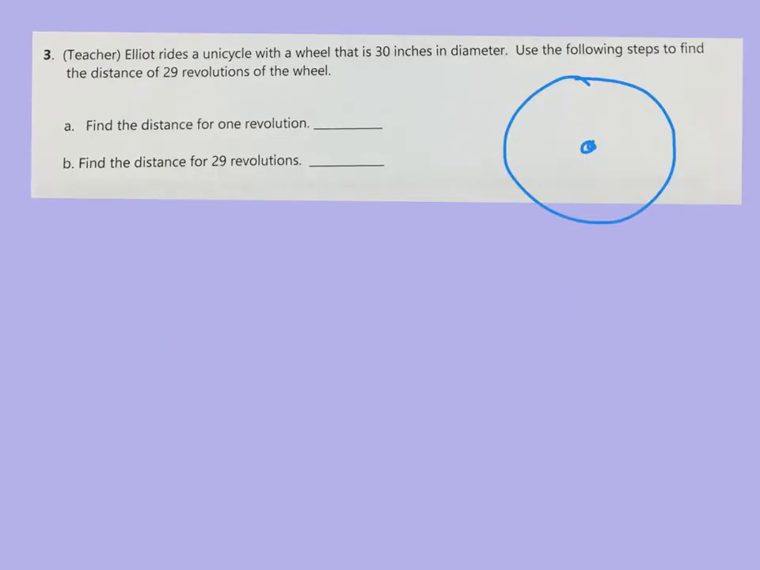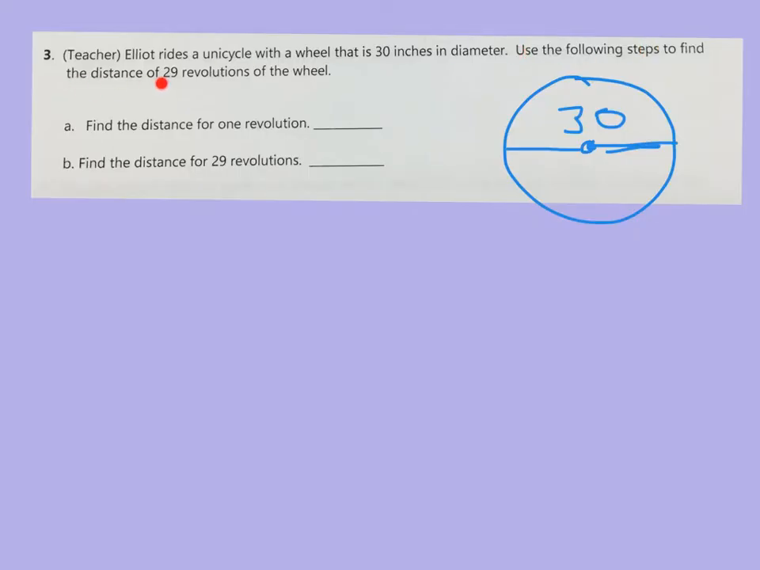If they give you the diameter, just make sure you get the radius and plug that into your formula. All right, problem 3. Do this one along with me. Elliot rides a unicycle with a wheel that is 30 inches in diameter. So I'm going to draw a circle, and draw my diameter of 30.